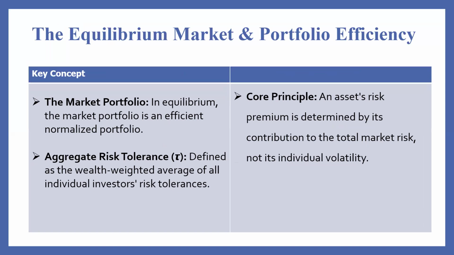Let's begin with the basic idea of equilibrium. In the capital asset pricing model, we assume that all investors hold the market portfolio. This portfolio is efficient, meaning that it gives the highest possible return for a given level of risk. Another important concept is aggregate risk tolerance, which represents the overall risk preference of investors. The key takeaway is that an asset's risk is determined by how it affects the market portfolio, not by its individual volatility.